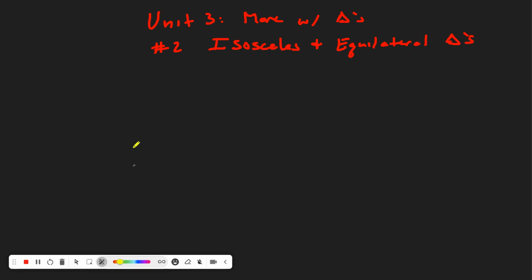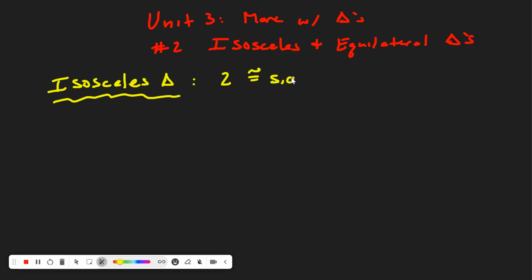Okay, so the first triangle we're going to talk about is called an isosceles triangle. All right, it's got that SC in the middle, so it's hard to spell. So what you have to remember about an isosceles triangle is that there's going to be two congruent sides and two congruent angles.